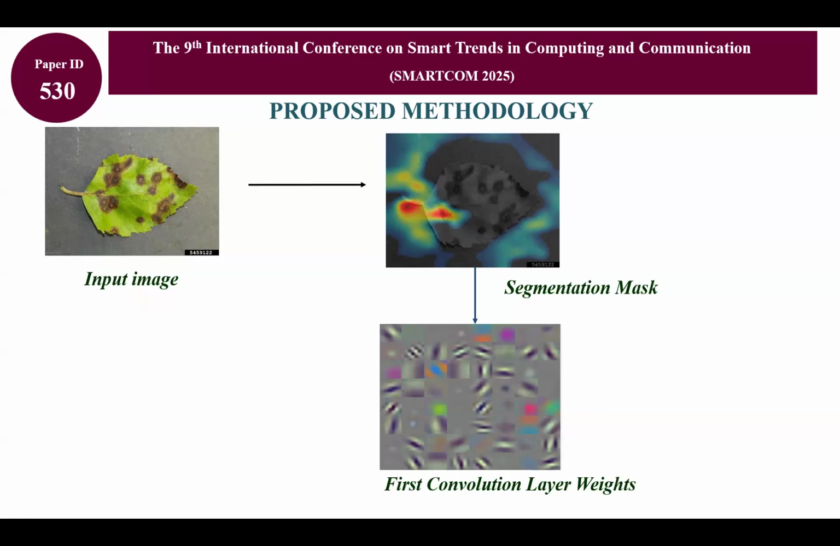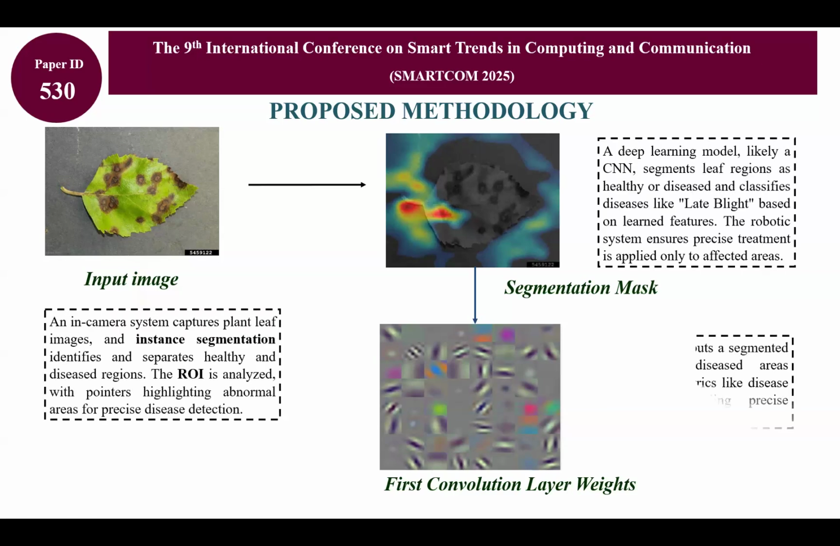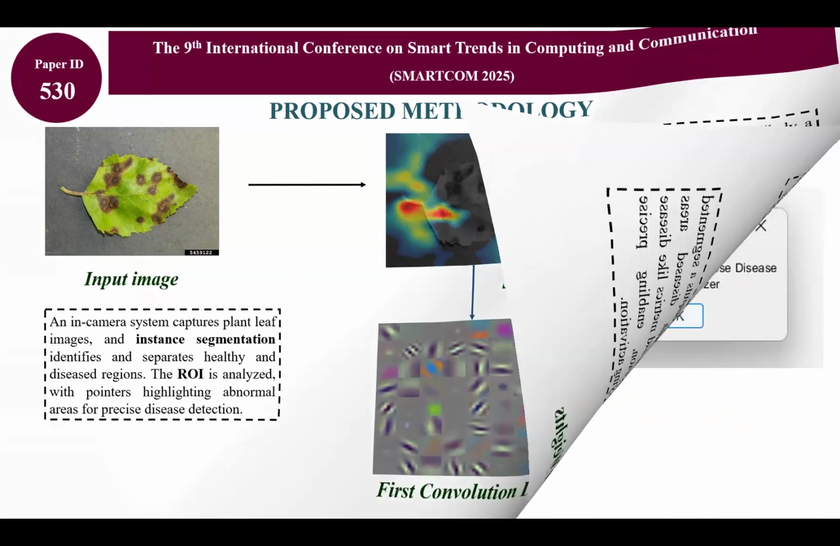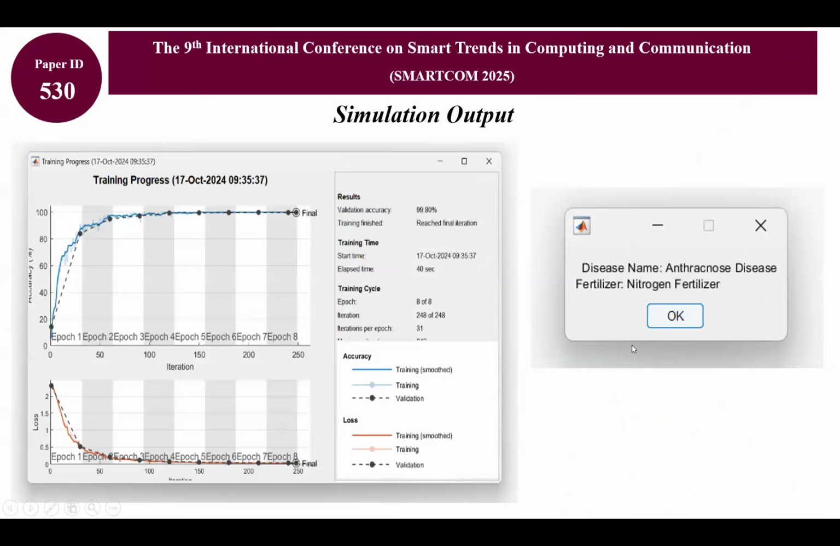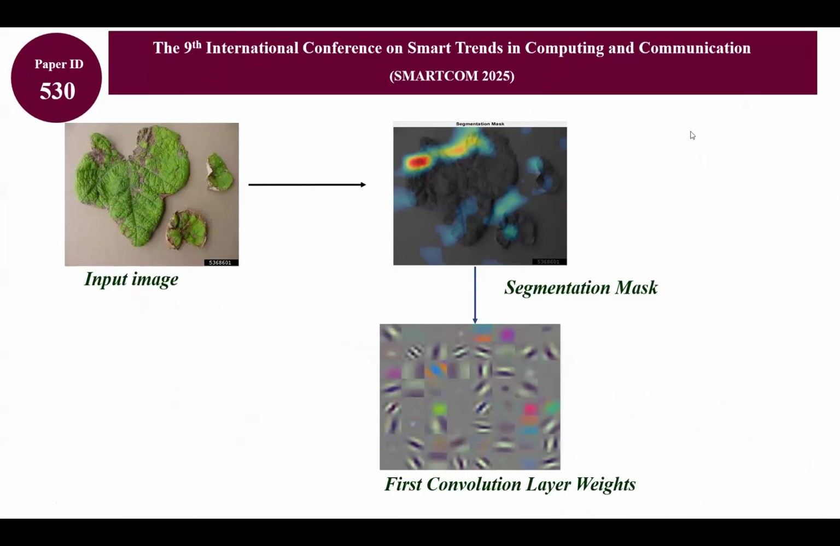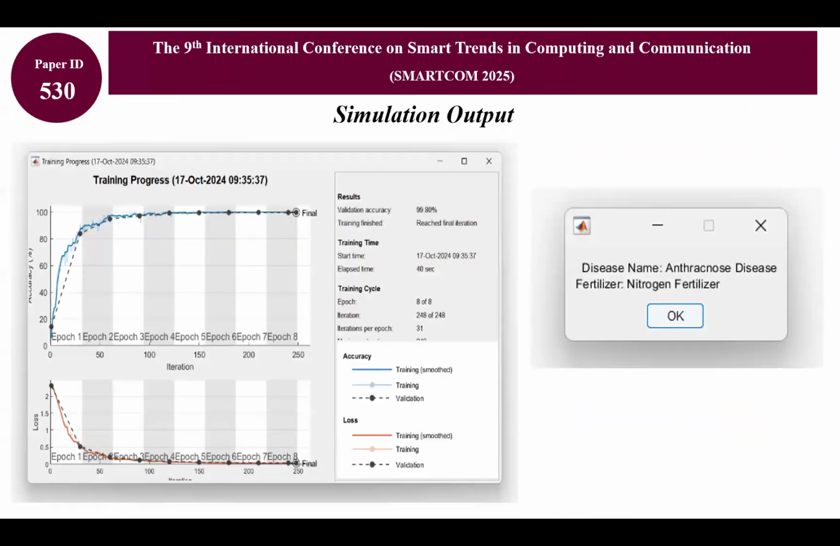This is the second step. And third, we use a deep learning model to classify pests and diseases, so that in the third step we could identify the pest affected areas. And here is a pop-up message which we will receive on the PC, showing what type of disease it is and what type of fertilizer we need to use. Disease name is anthracnose disease. Fertilizer is nitrogen fertilizer.